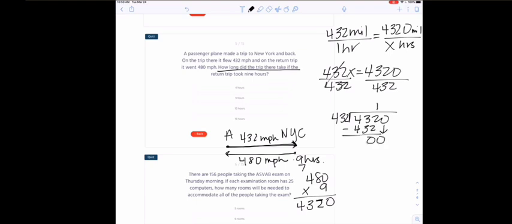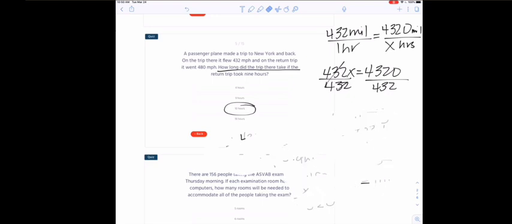That gives me 0. But I'm not done. I still have to bring down this 0. 432 goes into 0 0 times. Now I'm done. So x equals 10 hours. And there we go. Okay, that one was similar to the last one. So, not bad. All right, I'm going to make some space, and I'm going to move on to number 6.